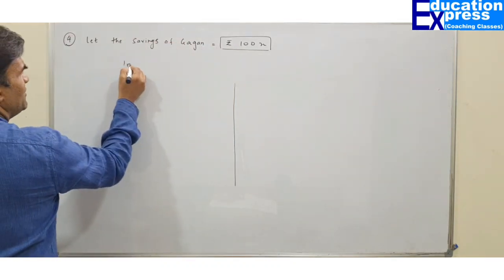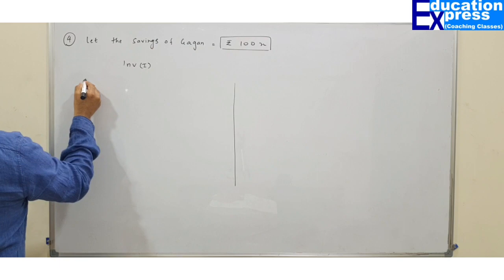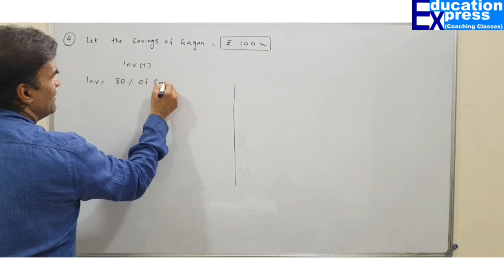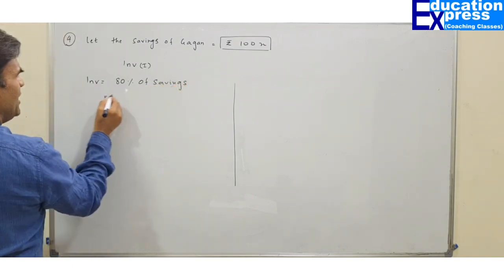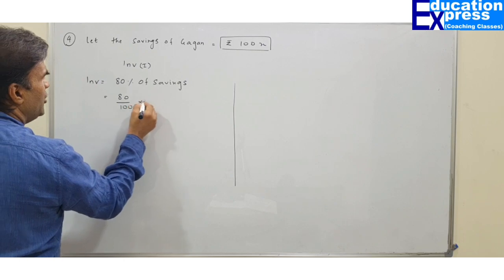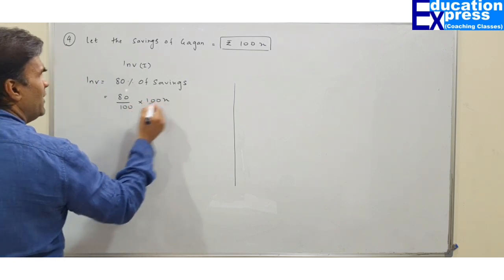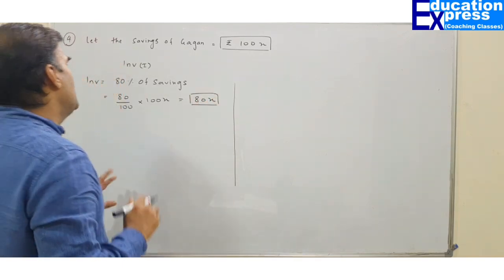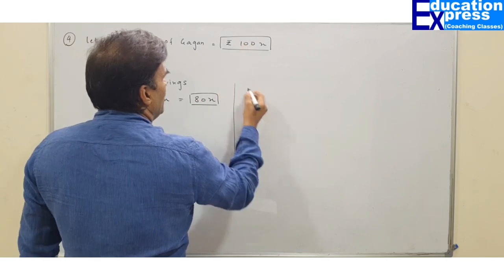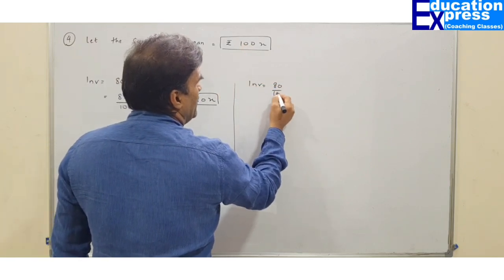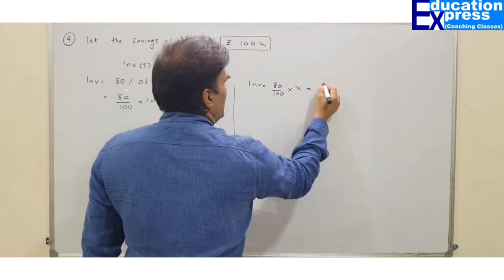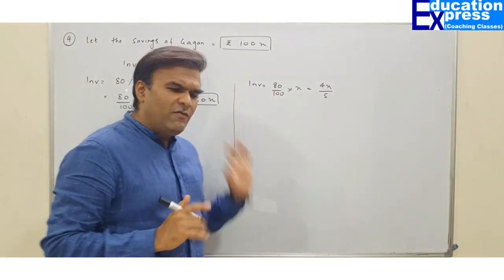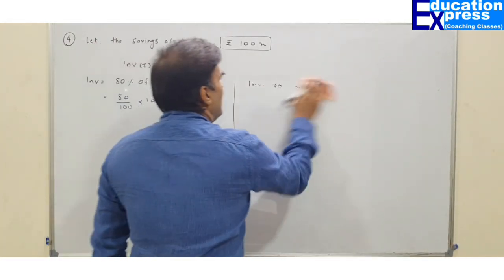Now this is investment 1. So how much is the amount of investment? Sir, 80% of savings. How much is 80%? 80 upon 100 into 100x. So that will give you how much? Sir, 80x. Now imagine if I would have taken this as x, then my investment would have been 80% of x, which will result in 4x upon 5, which will result in a fraction.